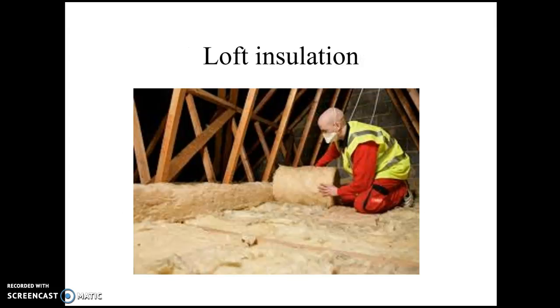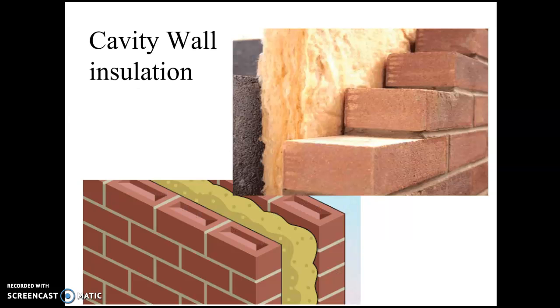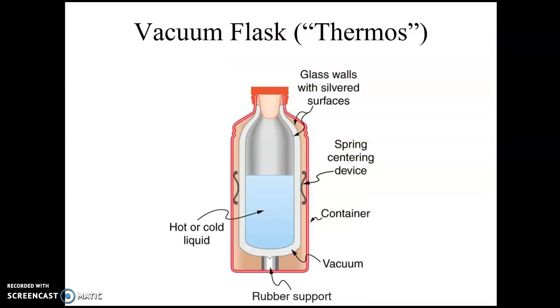Okay, we're going to move on today. And we looked at examples of using them. So we looked at loft insulation, trapping air to stop heat being lost from a house. We looked at cavity wall insulation, the same thing, stopping heat escaping from a house. And we looked at our vacuum flask.